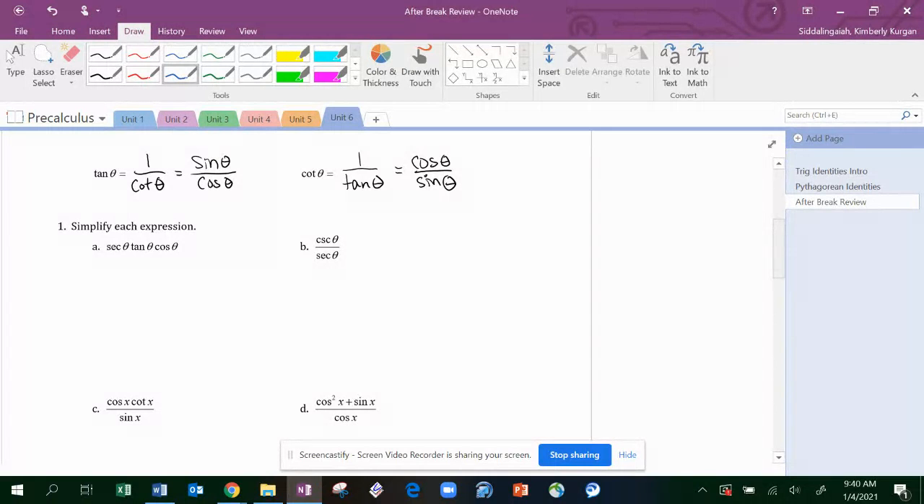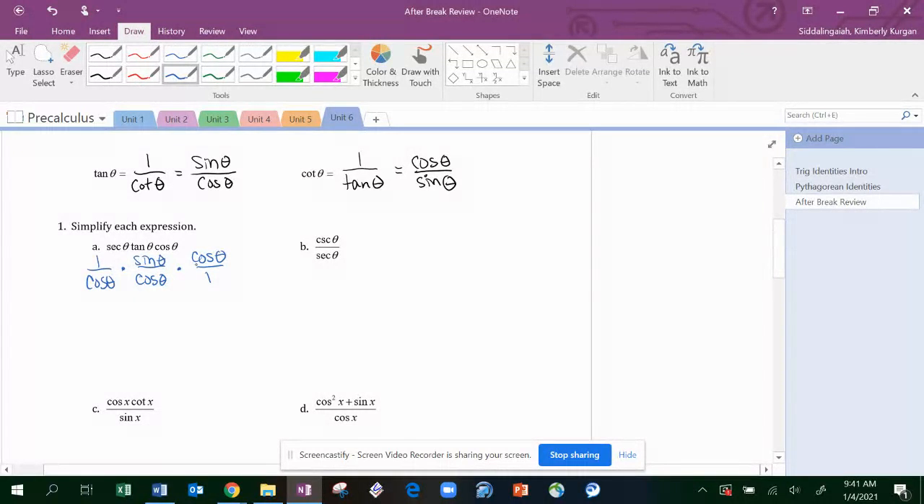So 1a, I have secant times tangent times cosine. And the times is implied, even though I don't see the little dots. So I'm just going to rewrite secant and tangent in terms of sine and cosine and see what happens. So secant is 1 over the cosine. Tangent is sine over cosine. And cosine I'm going to rewrite as cosine over 1. So what this is going to help me do is just multiply across.